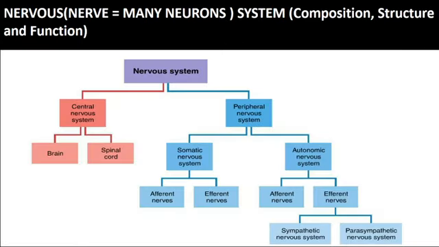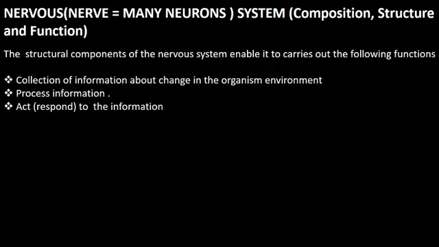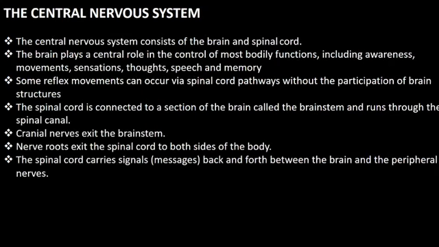Now, in the previous lecture, we showed this, the different types of nervous system. The structural components of the nervous system enable you to carry out the following functions. Number one, collection of information about changes in the organism's environment, processing that information, and acting on it. You know that we have talked about neurons. The neurons come together to form all these parts of the nervous system.